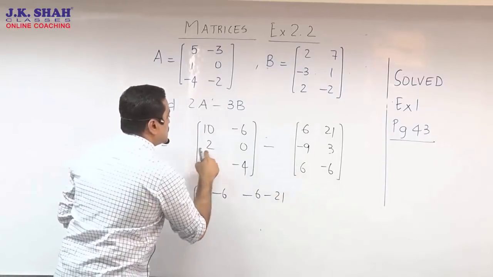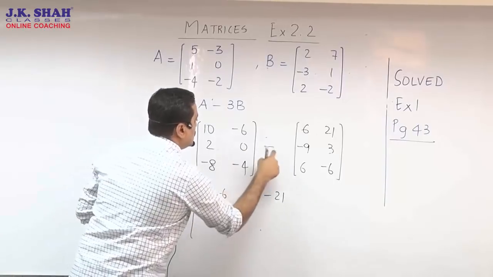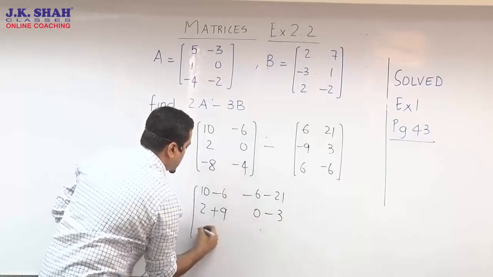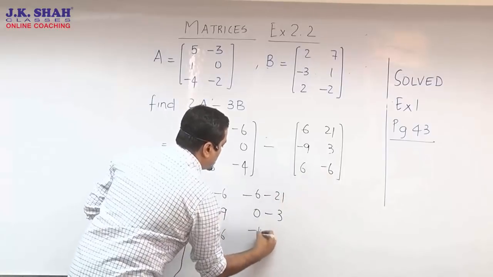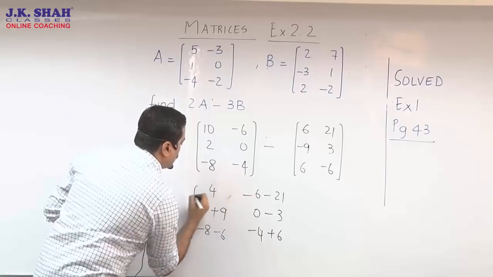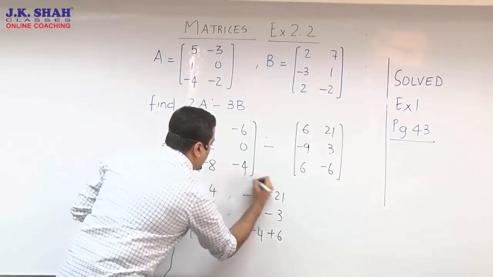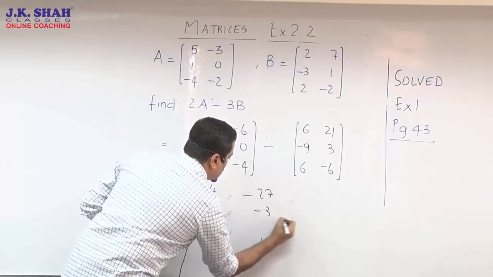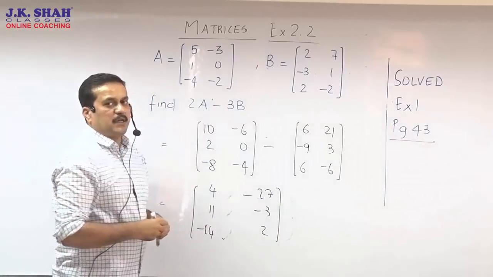Keep a check please. 2 plus 9. The sign has changed. 0 minus 3. Minus 8 minus 6, and the last one, minus 4 plus 6. Be careful, the sign changes at the time of subtraction. So finally it's going to be 4, 11, minus 14, minus 27, minus 3, 2. I do understand the question was quite easy. You must have got it very quickly.